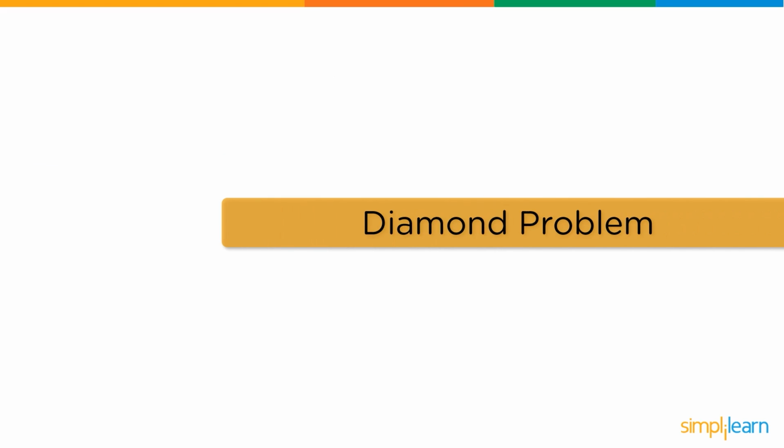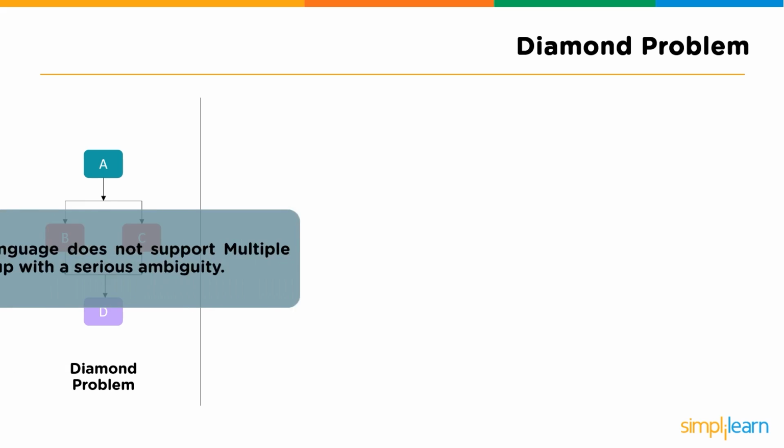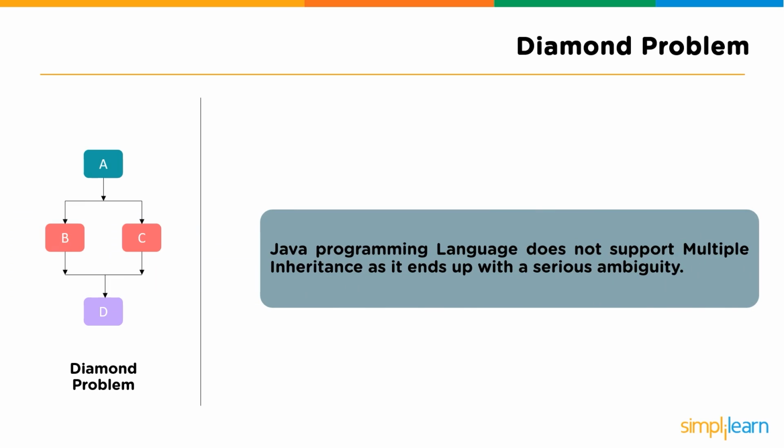So one of the issues that comes up with inheritance in classes is what they call the diamond problem. In the diamond problem, the Java programming language does not support multiple inheritance as it ends up with serious ambiguity.